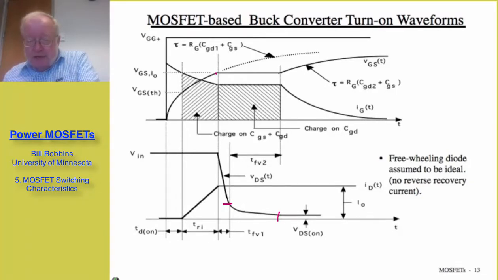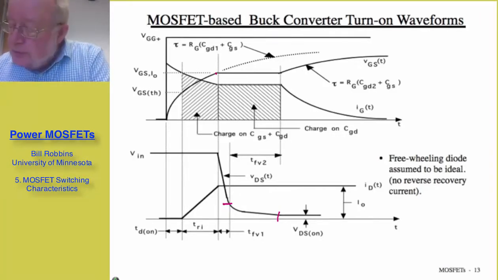During that entire interval until we reach the on-state voltage, we essentially have constant gate to source voltage. After that point, the gate to source voltage resumes its growth toward V_GG+, and the gate current continues its decay down toward 0.